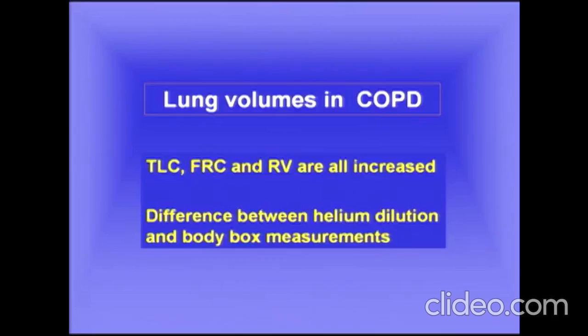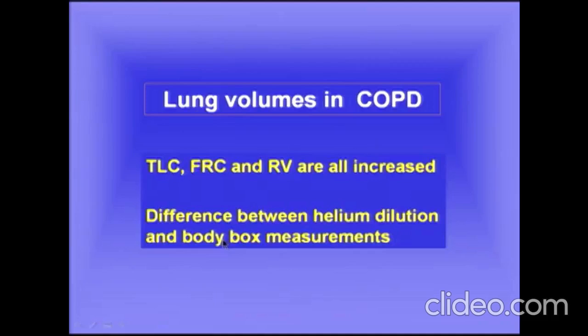Let's look at lung volumes in COPD. They are typically all increased. The total lung capacity, functional residual capacity, and residual volume are all typically greatly increased. And in addition, when we make the measurements of lung volumes, and if we do this using both the helium dilution and the body box or the plethysmograph, we see a difference between the two measurements, because the helium dilution technique only measures the volume of the lung which is connected to the mouth.